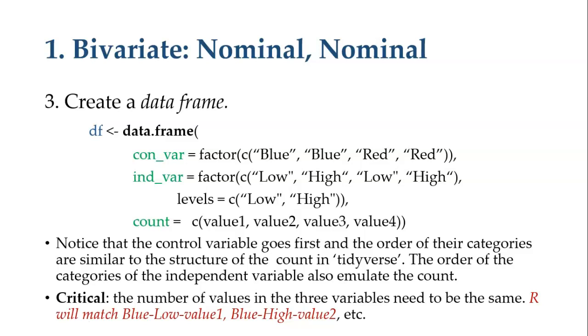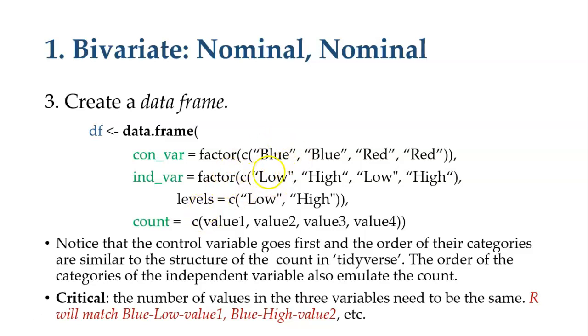Notice too that you don't need to write the levels of your control variable. You only write the levels of your independent variable. I don't know why this is part of the structure. The people who write these things in R, I don't know, they created it this way. We don't need to know anything about these conventions, but just follow them and you're gonna be fine, okay?